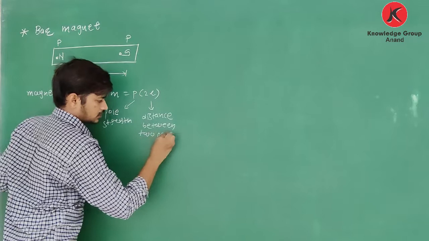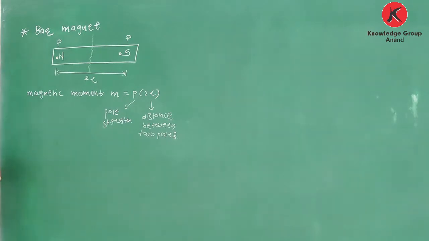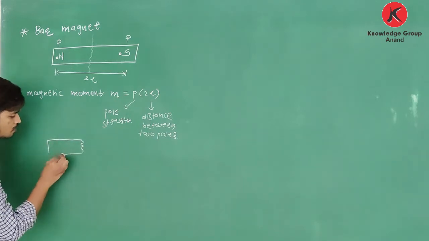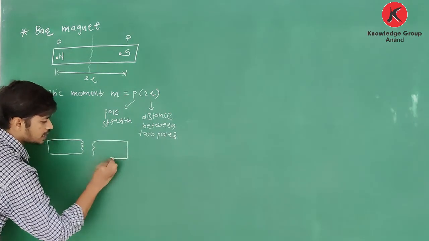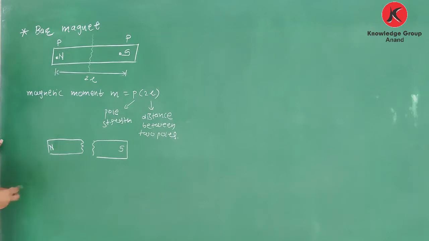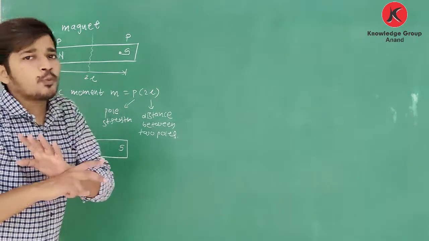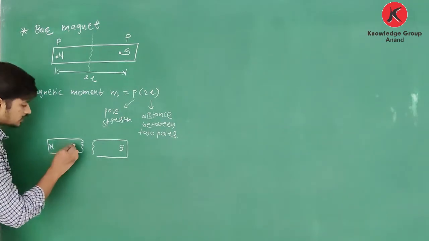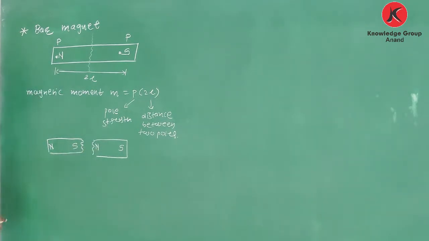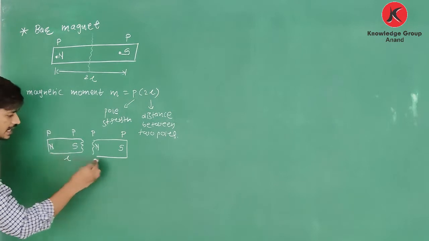Now if I cut this magnet from the center, perpendicular to its length, I will have two magnets like this, each with a North Pole and a South Pole. Remember, if we cut a magnet into equal parts, magnetic monopoles are not possible. Pole strength remains the same, but the length is L and L.